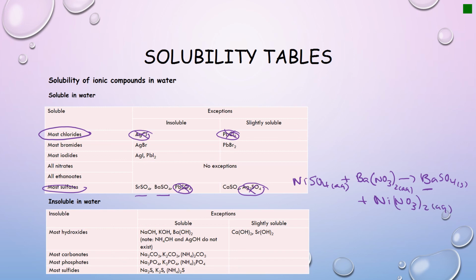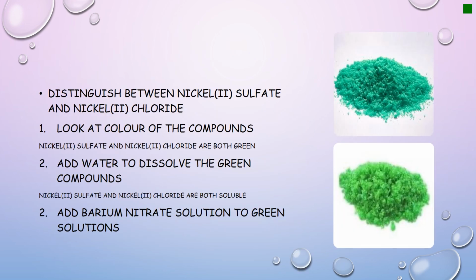Now, if we added our barium nitrate to our nickel chloride solution, we would find, doing chop chop kapow, it would be no reaction. So now we've actually distinguished between nickel sulfate and nickel chloride. We looked at the colour, both green, that wasn't helpful. They were both soluble in water, so also not helpful. But now, if you added barium nitrate solution, what we found was our nickel sulfate solution gave us a white precipitate, and we can write a reaction for that.